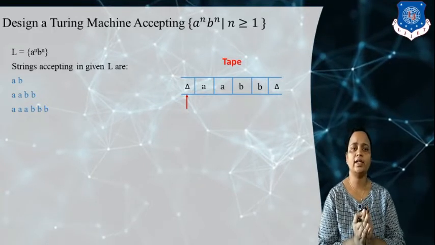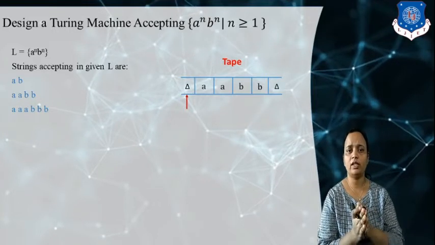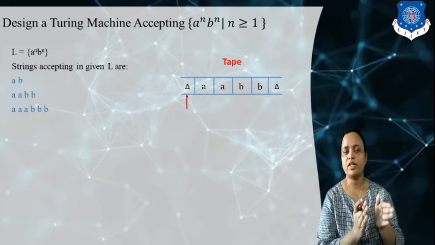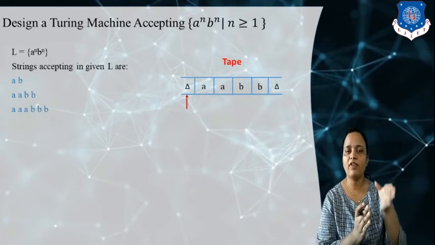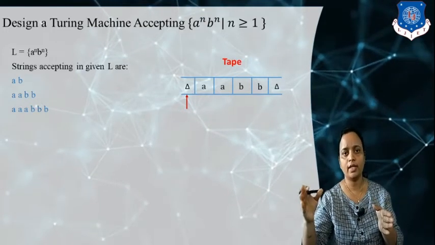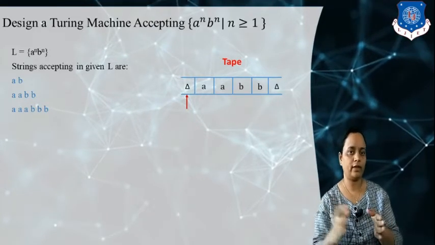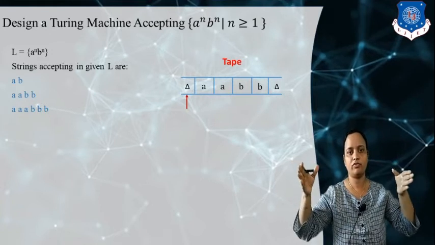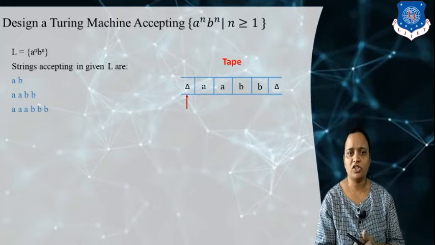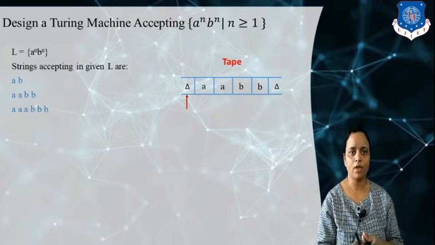Now you can see that I have used the symbol delta. On the left hand side, where my head is pointed, delta is called the left end of the string, and at the right end of the string, delta represents the right end of the string. So delta denotes the end of the string, the left end and the right end. Now we understand the logic which we are going to use to develop the state transition diagram for this language.